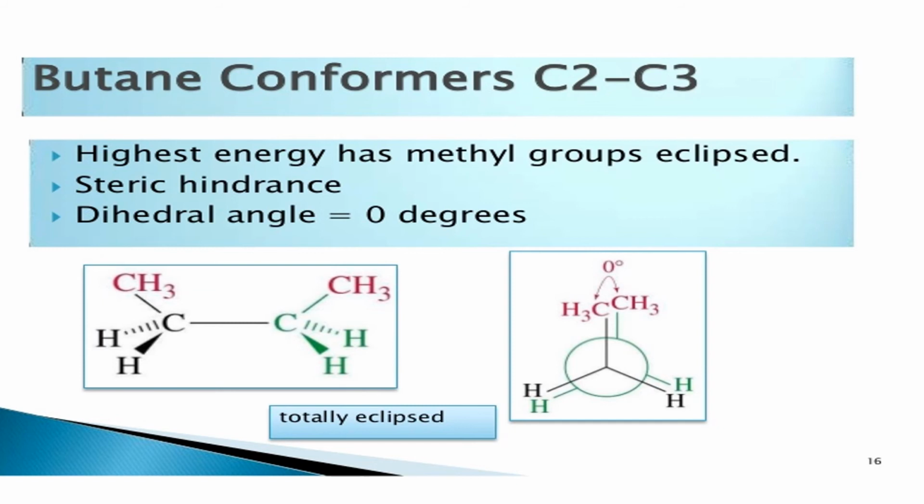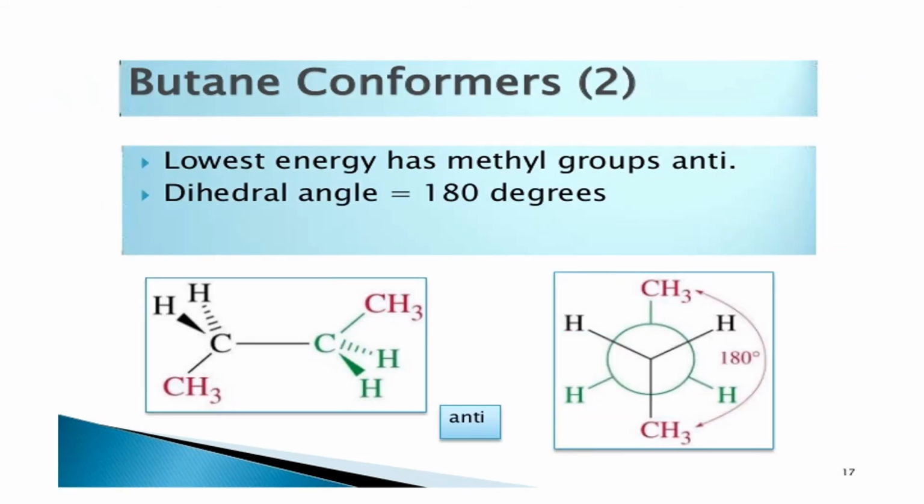That is, highest energy as methyl groups are eclipsed, and also steric hindrance in the totally eclipsed form. Here the dihedral angle is 0 degree. This is the anti-staggered conformation. Here the methyl groups have the lowest energy, and the dihedral angle between the 2 methyl groups is 180 degree.